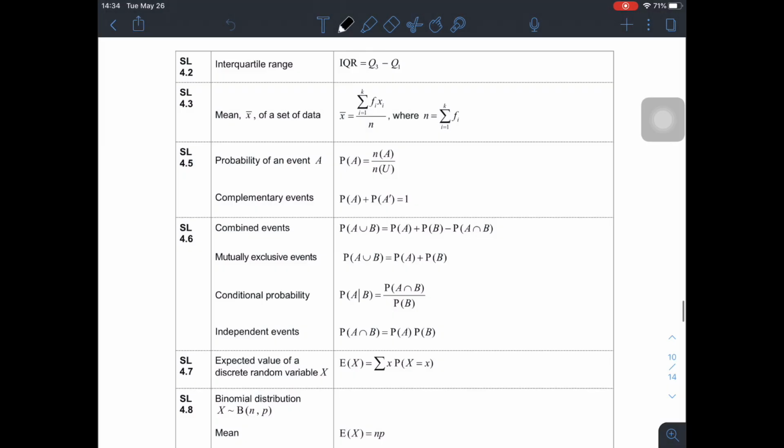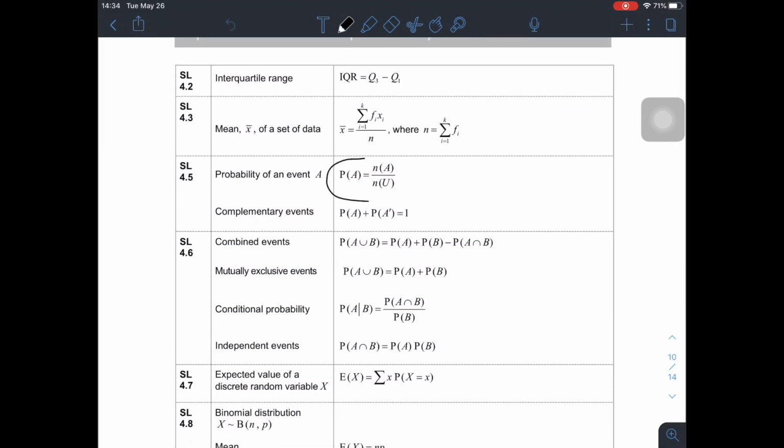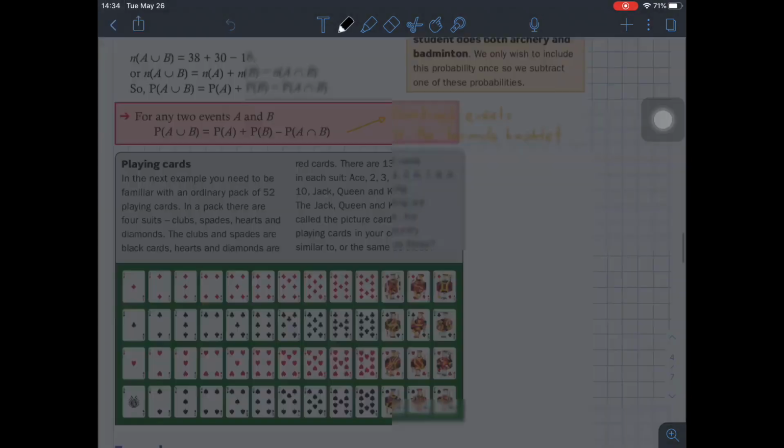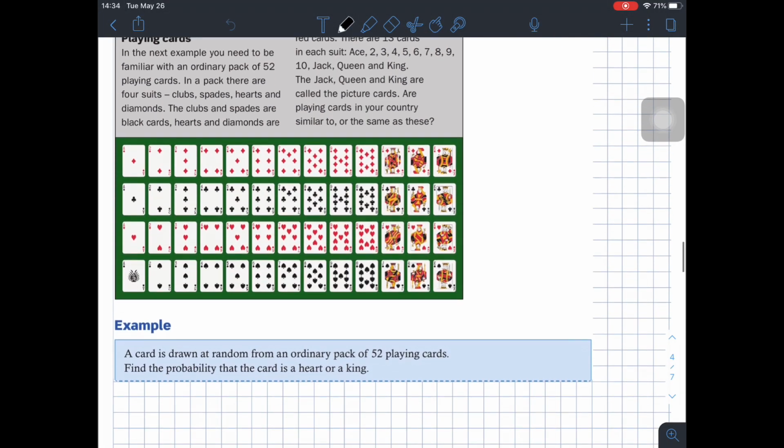Let me show you. If you go to the formula booklet, we have seen the formula for probability. We have seen the formula for complementary events, and this is the new thing you're learning today: the formula for combined events. Probability of A union B equals probability of A plus probability of B minus 1 time the probability of the intersection. Okay, so if we go back, let's see some examples.